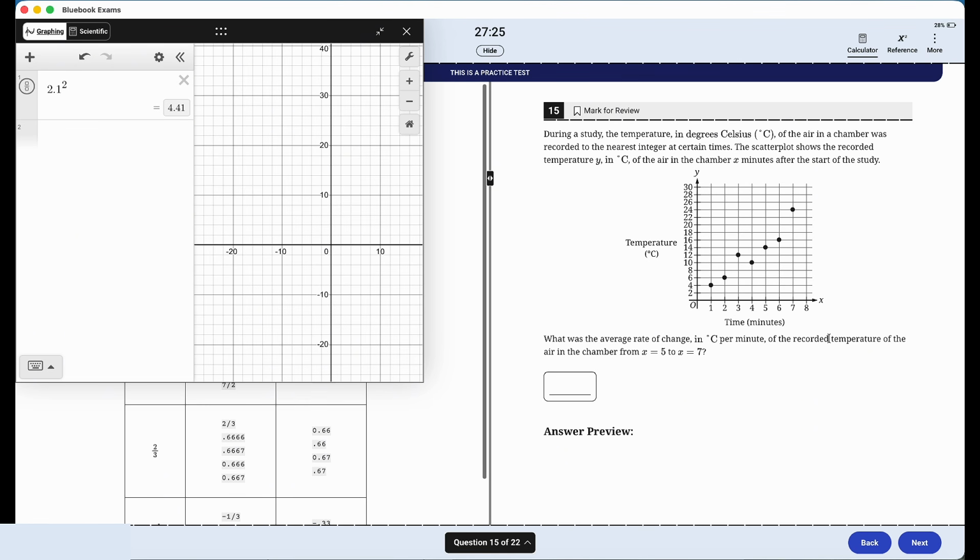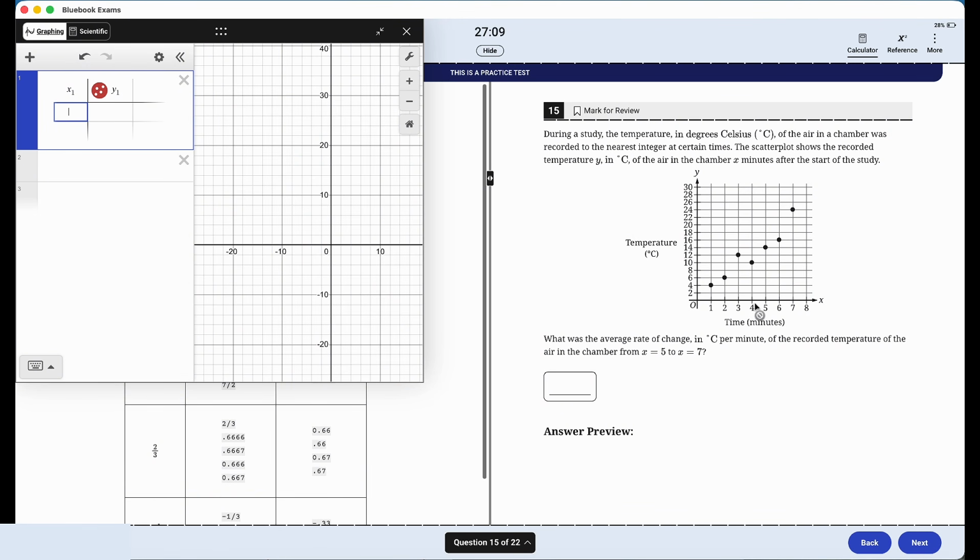Next one, we get this graph. The question, what was the average rate of change? You got to know this phrase. Average rate of change just means slope, right? If you watch the other videos, you probably see this a bunch of times. I'm sure we'll do more of it in this one as well. Easiest way to get slope, add a table, put in your 2 points and do a linear regression, right?